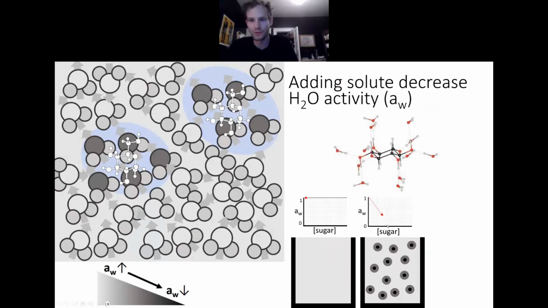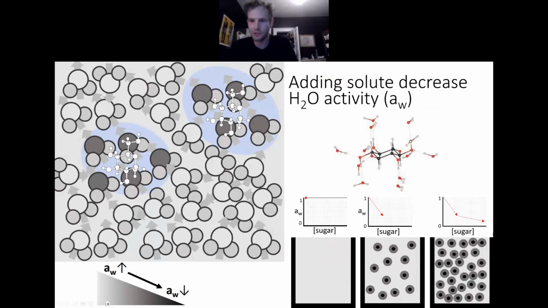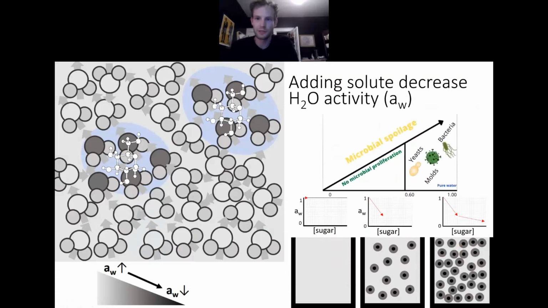Right? So the more sugar you dump in, the less activity, and eventually you get so much sugar where you can't put any more in, and that's when you run out of free water. And this is really useful to us for food storage and spoilage. The reason why we make jam is because when we put in so much sugar, then the fruit is preserved because there's not enough available water for anything to live there, to grow.